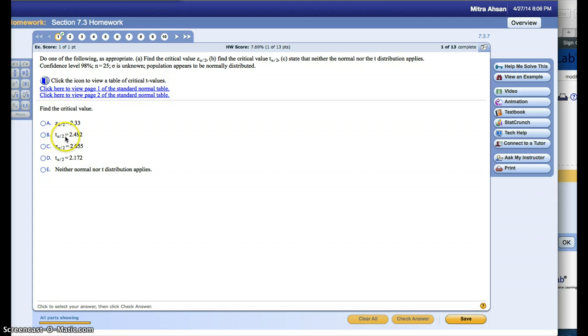In order to figure it out, we know the confidence level is 98%. So 100 minus 98 would be 2%. Alpha is 2%. And we need half of alpha. 2% divided by 2 would be 1%. So alpha over 2 is 1%, which is going to be 0.01. So let's use StatCrunch.